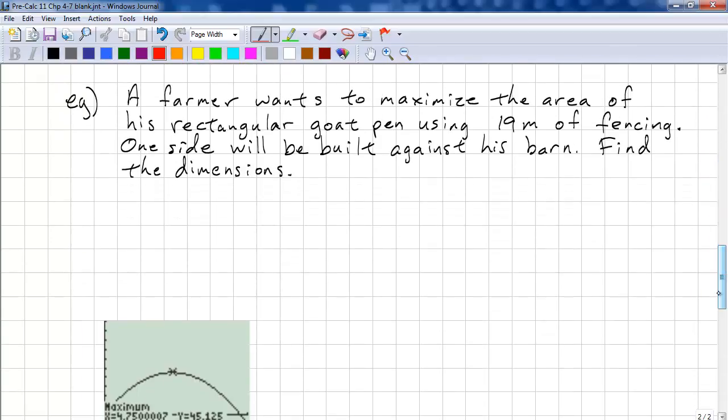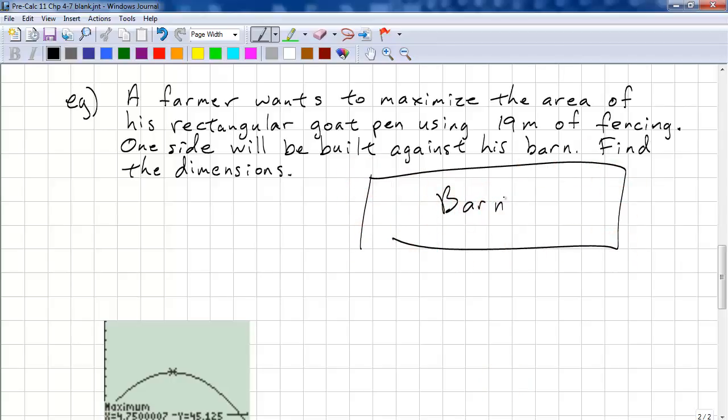Here's another example. A farmer wants to maximize the area of his rectangular goat pen using 19 meters of fencing. One side will be built against his barn. Find the dimensions. So let's draw a barn. Now here's our fencing. It's rectangular, and we can label any side as X. So let's label this side as X. Since it's rectangular, this side is also X.